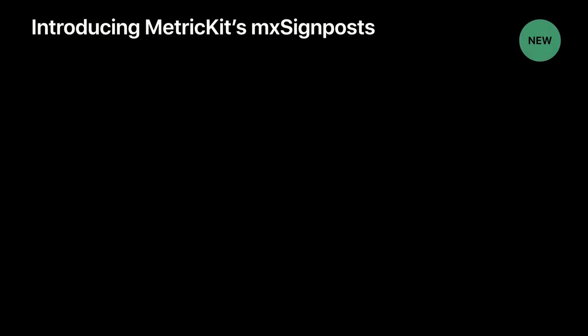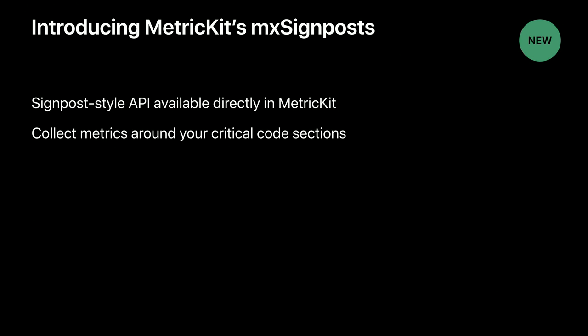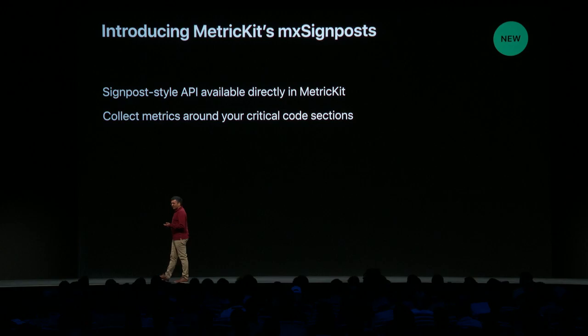Now let's see how we can do that. We are happy to introduce a new API inside MetricKit called MX Signpost, which is implemented as a wrapper around OS Signpost. By bookending the critical sections in your application with MX Signpost, you can capture their precise impact. Let's take an example.